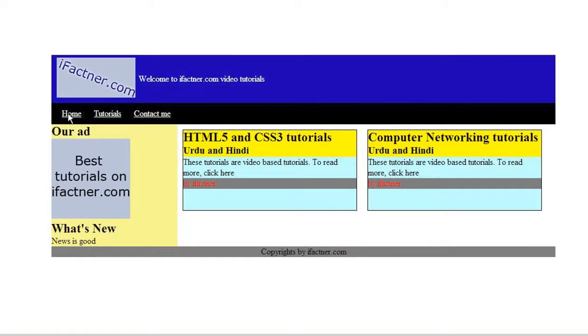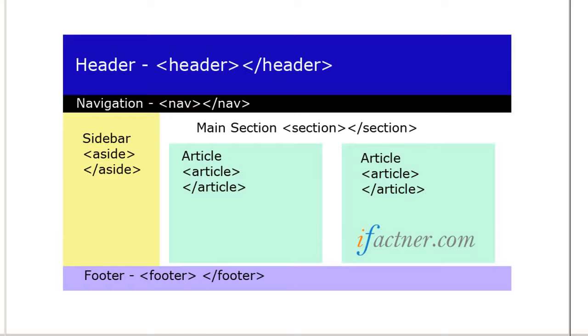This site would have 3 links: home, tutorials, and contact me section or web pages, and this mockup shows the index.html page of our website. So friends, let's begin with the discussion on the new tags in HTML5.